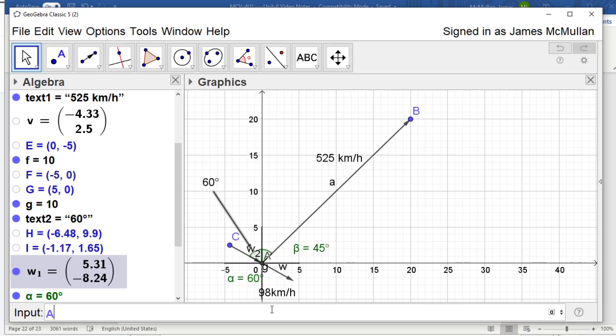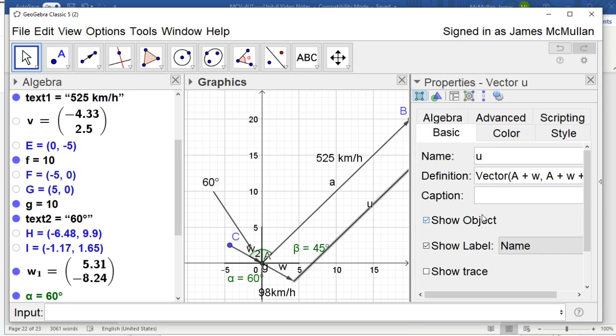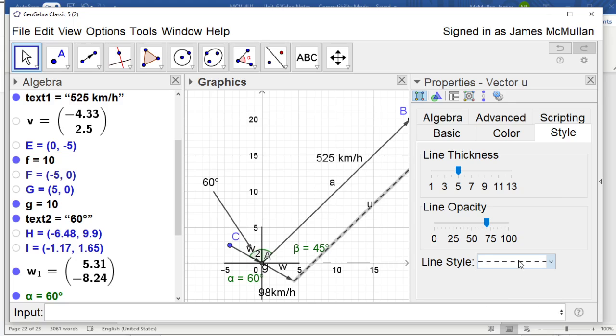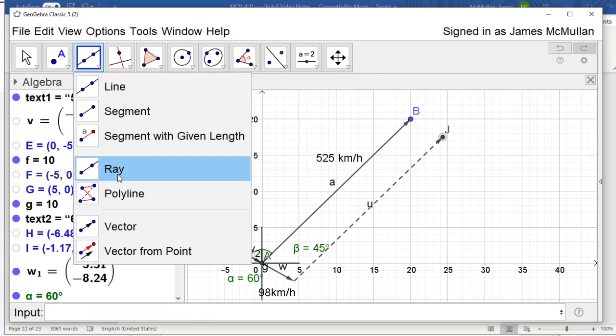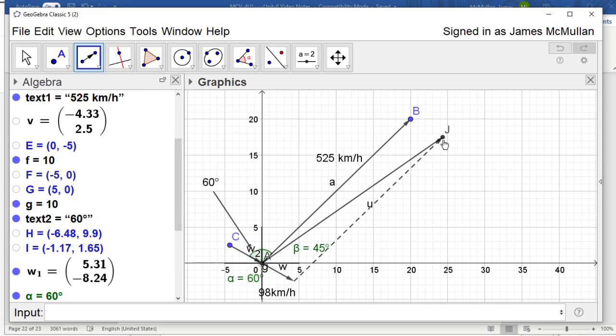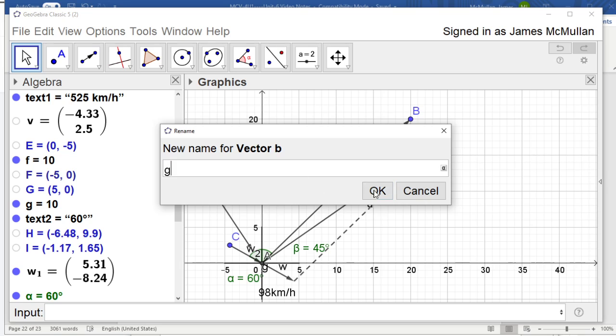Now I needed to know where this is. So let's draw a vector from point A plus W to A plus W plus A. Okay, so there's the parallelogram. If I follow the wind first and then follow the plane, I'm going to end up here. I'm going to put this one in dotted just because it's only part of my parallelogram. It's not really a new vector, right? So to go across this, airspeed plus wind speed, okay, I get that. My resultant now simply connects A to J. So there's the resultant, and we'll rename this to vector G, which we're going to call its ground speed.